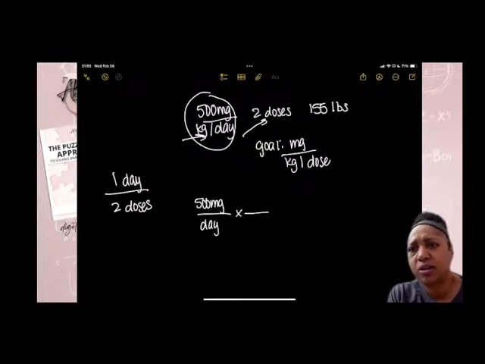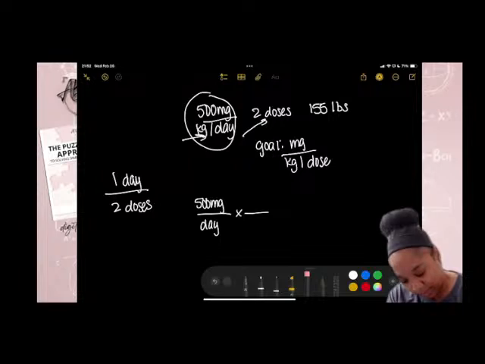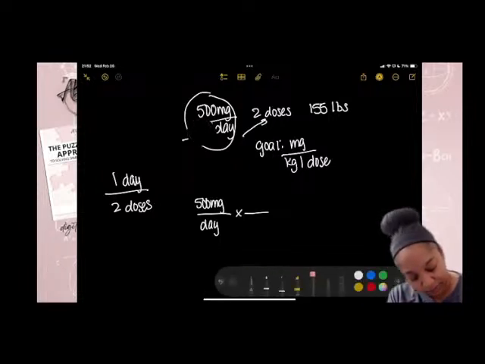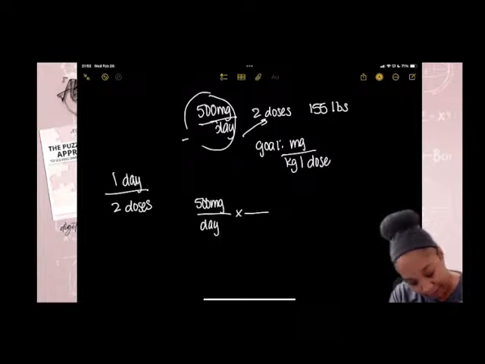No, it's 500. Hold on. 500 milligrams per day. My bad. I'm sorry. This is not my problem. I'm doing a problem from the comments, if anybody's wondering. Alrighty. So 500 milligrams per day.